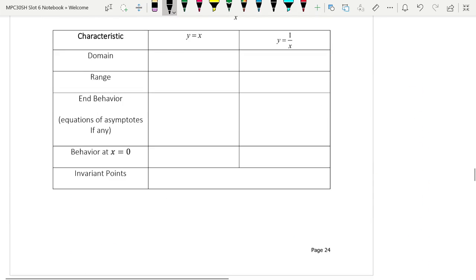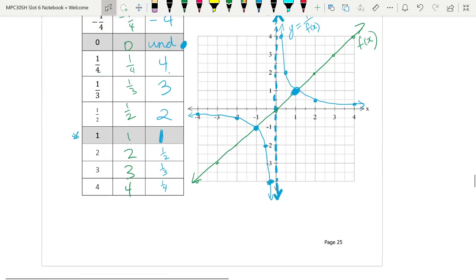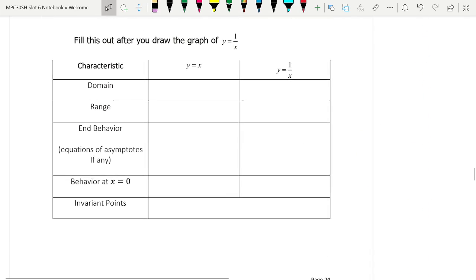So for the graphs, when we have y equals x, what's the domain? So what was the domain of the green line? Well, it's going forever in both directions. So I can say x is any real number. What's the range of the green line? Same deal.